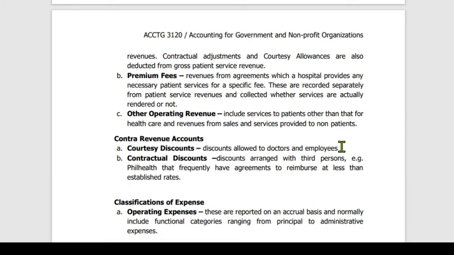So we have the contra revenue accounts, yung courtesy discounts allowed to doctors and employees. Then contractual discounts arranged with third persons. Examples, PhilHealth will frequently have agreements to reimburse at less than established rates. So merong mga contra revenue accounts. So kapag contra revenue accounts, these are debited.